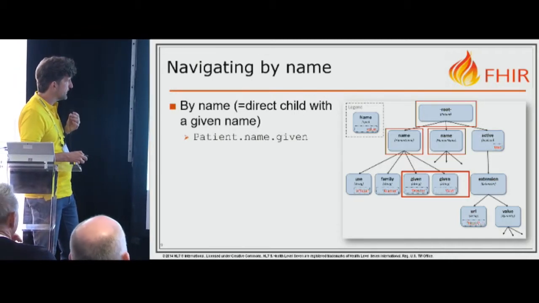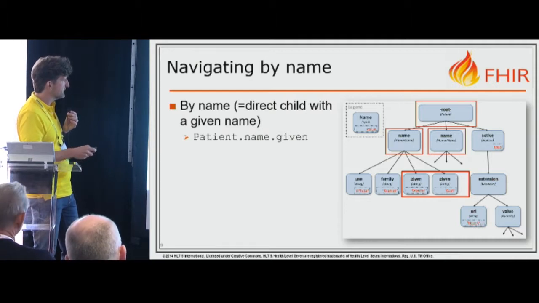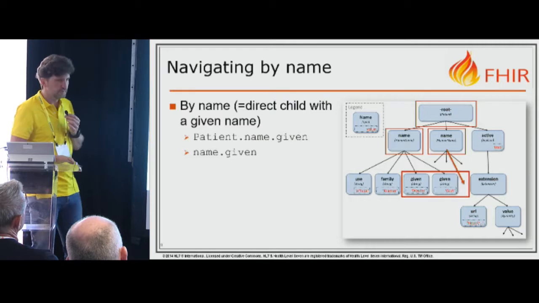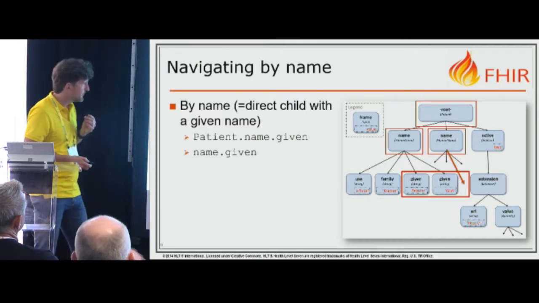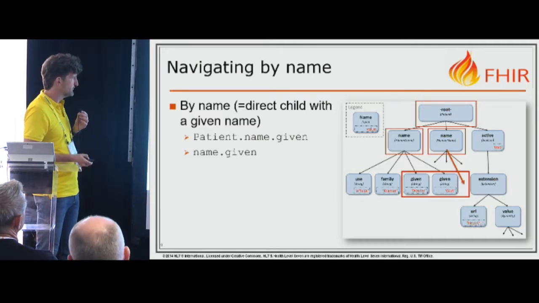So this seems pretty obvious, but as you can see, the root actually has no name. And so what we've done here is said, well, the first part of a bit of FHIRPath, you can mention the type. So saying, if I'm having a patient, move down the name and move down the given. But you could have said just name.given as well, and that would have worked too.